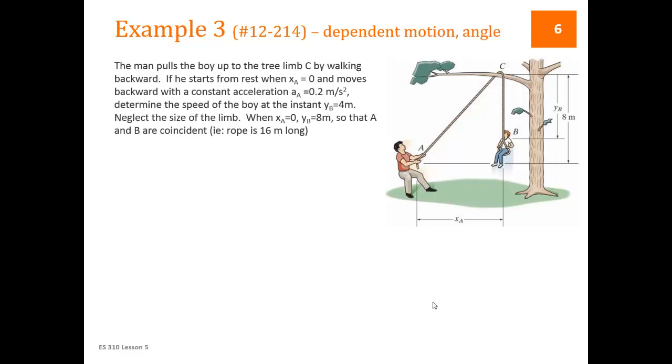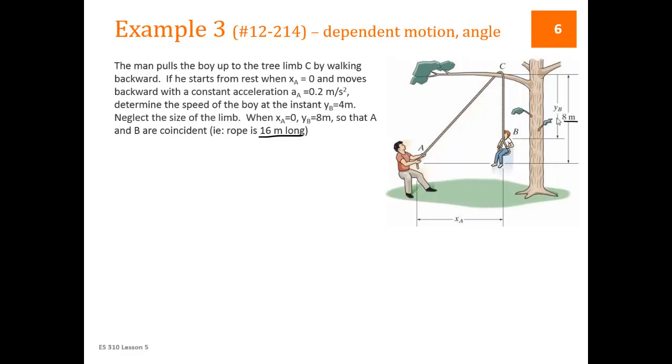Our last example here is one of these ones with angles. What happens here is the father has his son on the rope. Initially, when XA is 0, so the dad is right by the boy, YB is 8. There's the 8 when the dad's right up against him. That means that the total rope is 16 meters long. So L is 16 total.